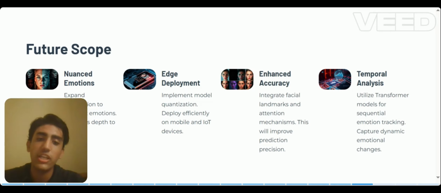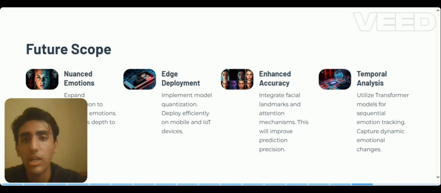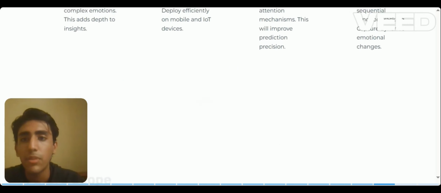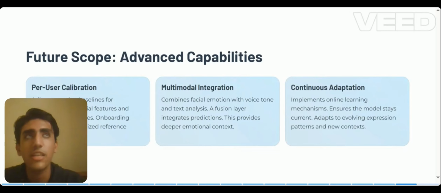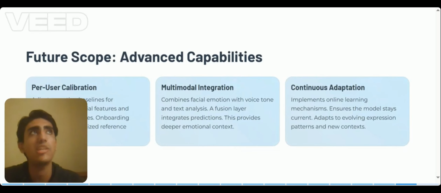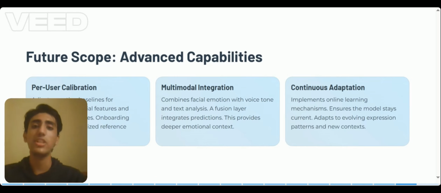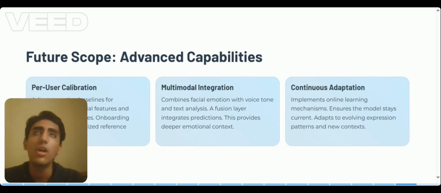Enhanced accuracy: one of the most important points here is nuanced emotions and also temporal analysis, right? Sequential, that is why we are using CK+, right? The model should understand how emotions evolve over time on the face of a human being. Some more points we have in future scope is per user calibration, which means every human being's expressions vary a bit. So having some idea of the user's face when it's neutral will really help the model understand. Basically it will help personalize its outputs for every user.